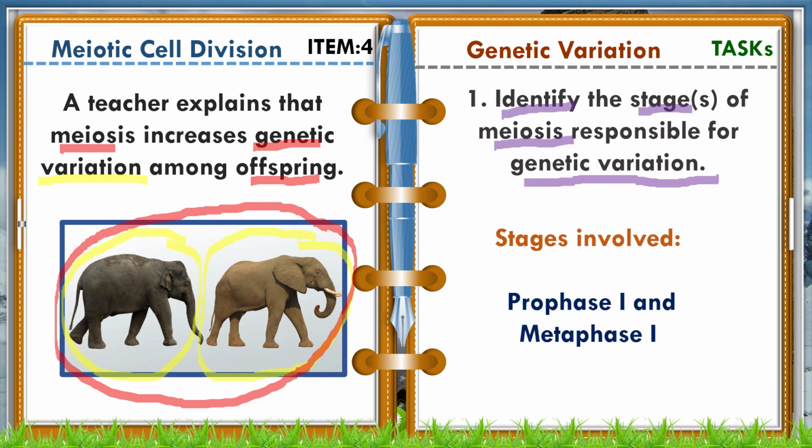The stages involved are prophase 1 and metaphase 1. So this variation that we are seeing in the elephants being different, yet they are of the same species, is brought about by the process of meiosis, and during the stages of prophase 1 and metaphase 1.